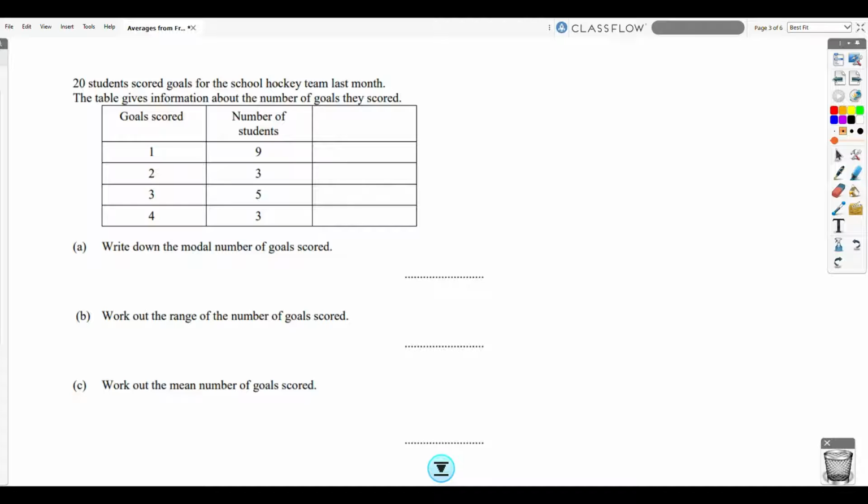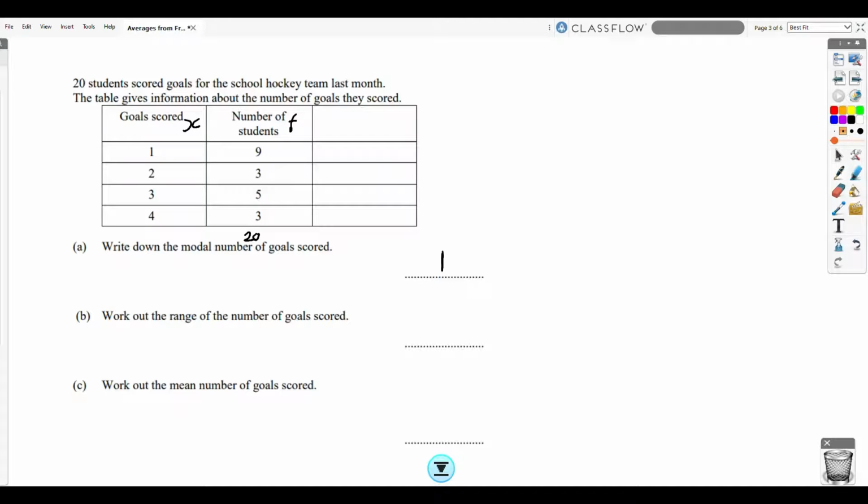Next, we've got another table. So once again, the first two we've taken a look at today are discrete data. So over here we have 20 students. So we know the total of this column here is 20, which we'll label as F, and the first one is X. First question, write down the modal number of goals scored. So the most number of goals, for that we look at the frequency. The highest frequency is 9, which comes from one goal, so that is your mode there.